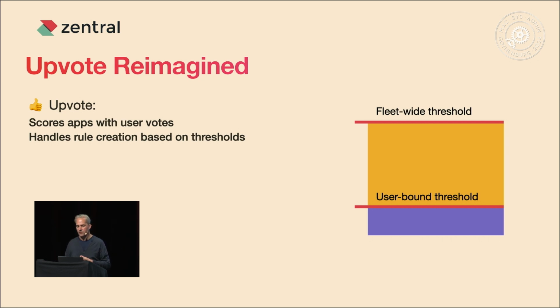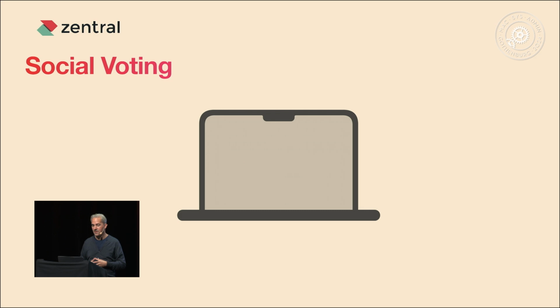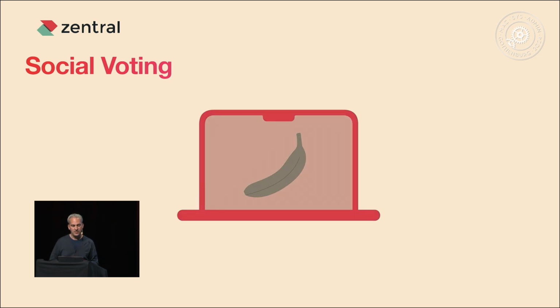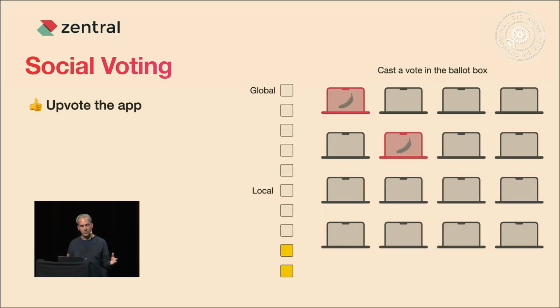And I think in Google's case, it was enough for 5 users to vote on a binary to create a user-bound rule. And in the same way, more voting power can be given to certain users, especially admins, for decision-making. Let's say I want to run the Banana app. But unlike in most organizations, the Banana app is untrusted for some reason. However, I can upvote the app. Some of my peers also want the Banana app and are casting votes on it.